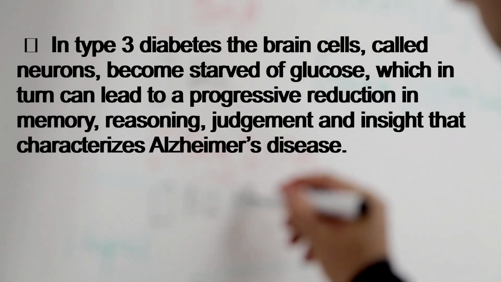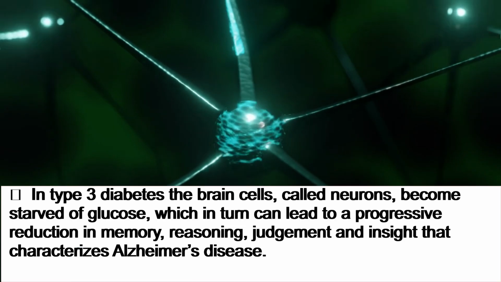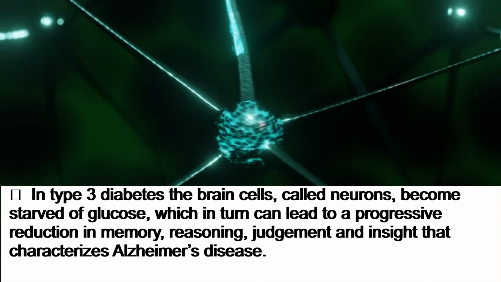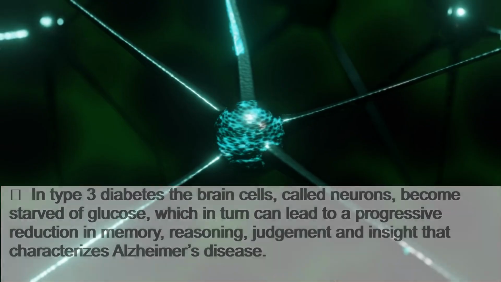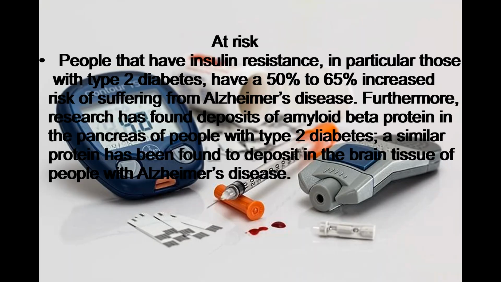In type 3 diabetes, the brain cells, called neurons, become starved of glucose, which in turn can lead to a progressive reduction in memory, reasoning, judgment, and insight that characterizes Alzheimer's disease. At risk: people that have insulin resistance, in particular those with type 2 diabetes, have a 50% to 65% increased risk of suffering from Alzheimer's disease.